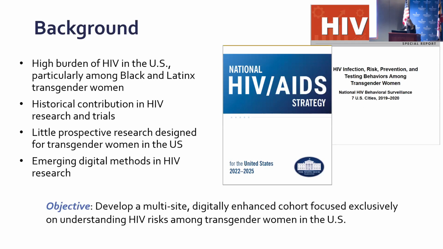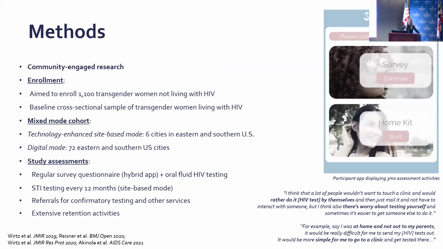Ultimately, we aimed to develop this multi-site cohort, and this was in 2017 when we submitted this proposal. It was funded and we launched in 2018. It's community engaged research, so the study has the involvement of students, staff, and faculty who are trans-identified across all of the institutions and sites in which we work. We also have a community advisory board who contribute a lot of input throughout the study.